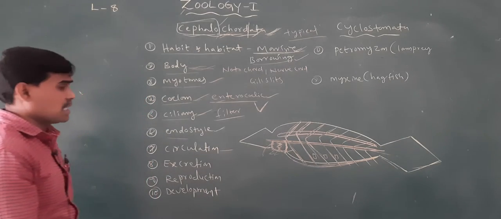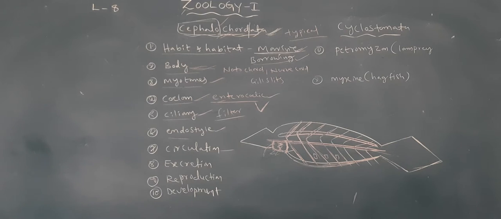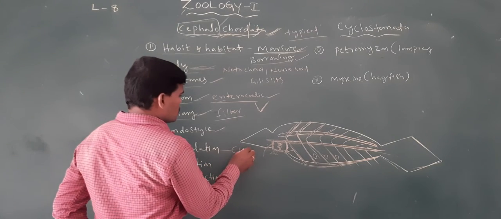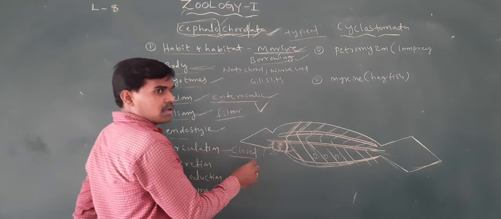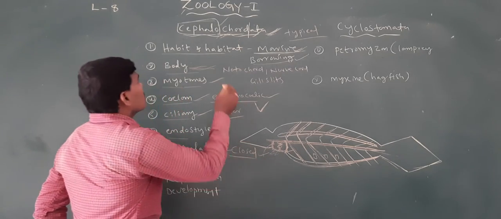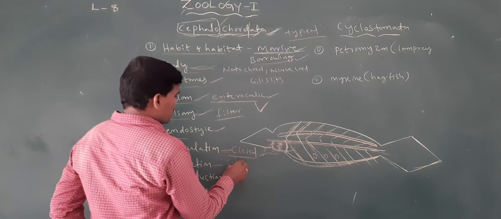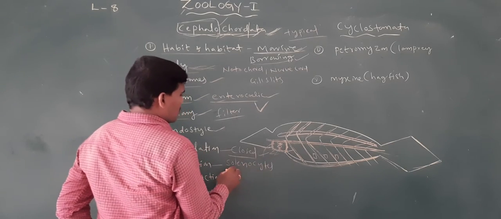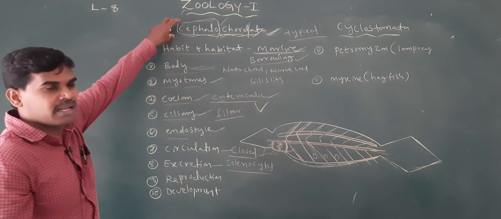The circulation in cephalochordate animals is of the closed type. Next, excretion: solenocyte-type excretory organs are present in cephalochordate animals.